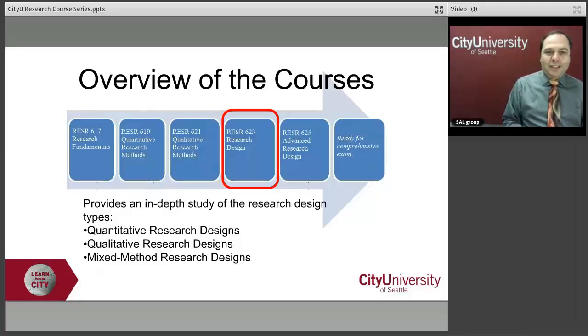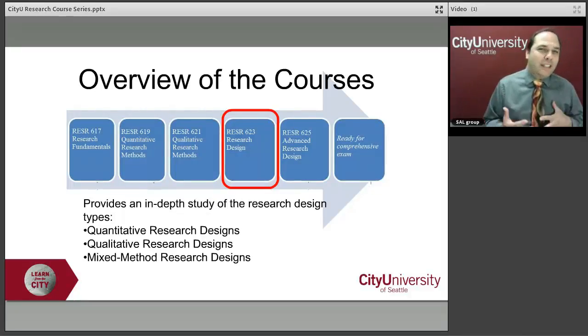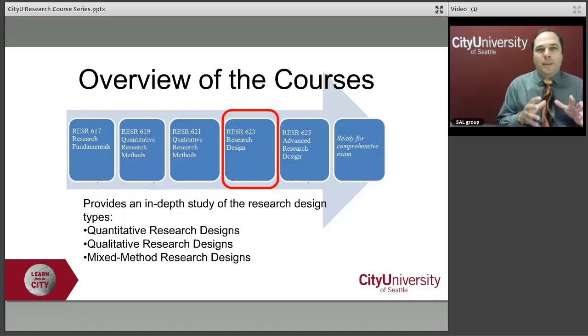The next course in the series is research design. Again, you'll see the same topics listed, but the focus here isn't so much on those methods themselves, but how those methods are utilized by researchers. We'll discuss why the particular methods were used. Is it really the most appropriate method for what it is they want to do?